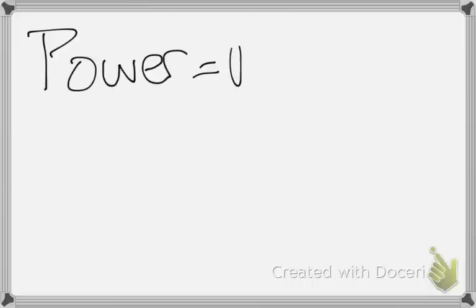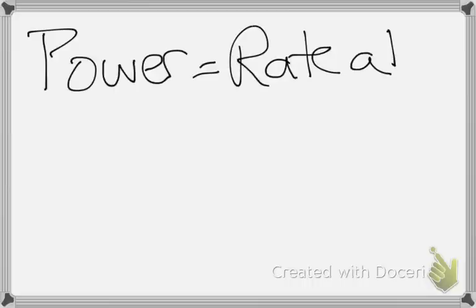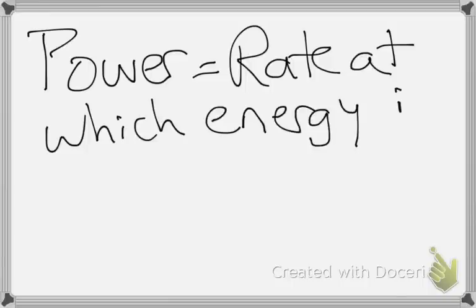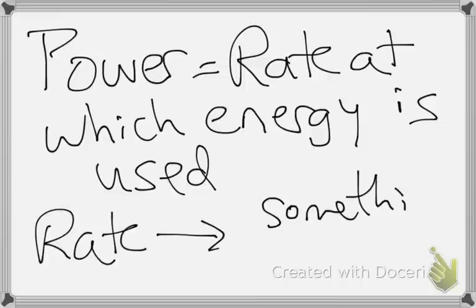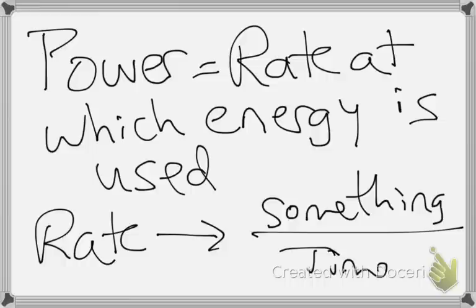Alright, before I get into some other units, I need to tell you about another idea called power. Power is the rate at which energy is used. And remember that a rate is something over time. So if something's changing over time, that's called a rate. The rate that you're probably most used to is speed. Speed is the rate at which you cover a certain distance over time. So power is the rate at which energy is used over time.